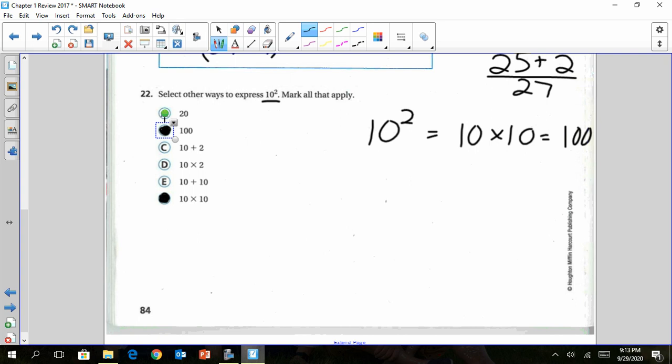It's not going to be 20 because it's not 10 times 2. That does not work for exponents here. We can't just take 10 times 2. It is 2 10s multiplied together. 10 plus 2 doesn't work. 10 times 2 and 10 plus 10 does not work. Exponents are repeated multiplication. So since it's 10 to the second power, you know it's a 1 with 2 zeros. That's what the exponent tells you. Also, 10 times 10.